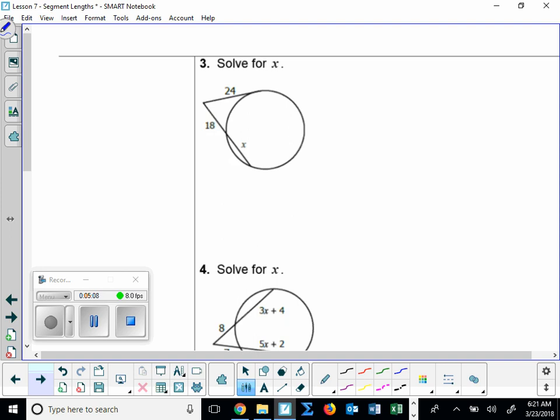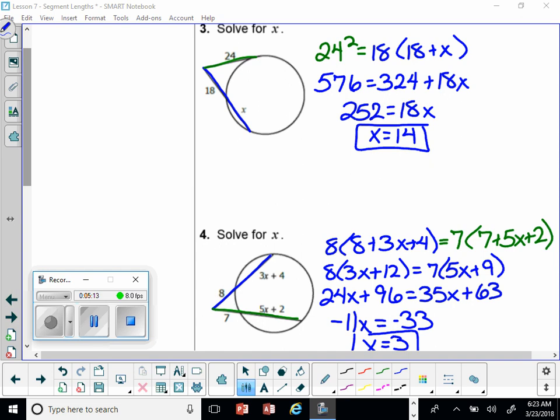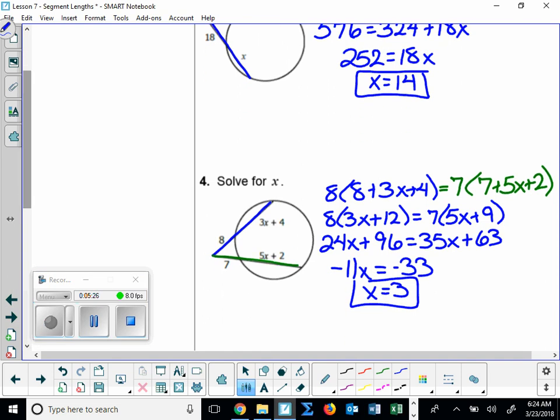I want you to pause the video and try numbers 3 and 4 on your own, please. Alrighty, number 3, our tangent squared equaled the outside times the whole. Distribute and solve. Number 4, right? The outside times the whole, and the whole was the tricky part. 8 plus 3x plus 4 equals the outside times the whole. Again, the tricky part because there were multiple terms there. I simplified, I distributed, I solved.